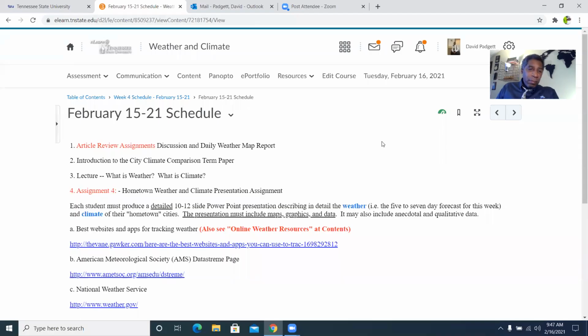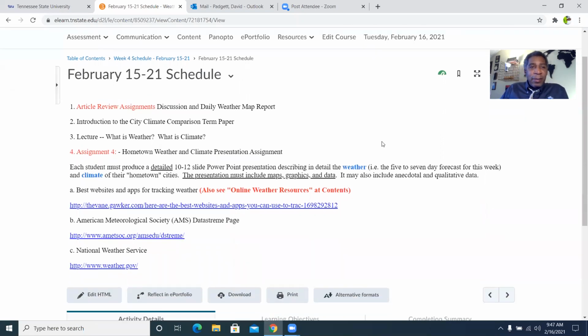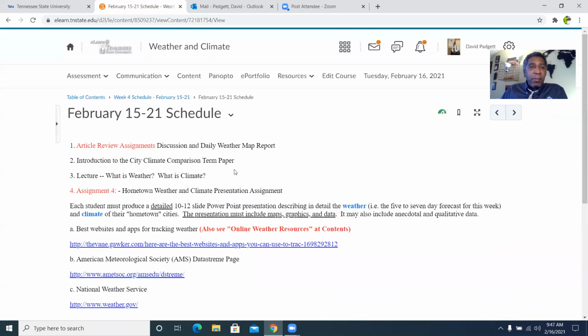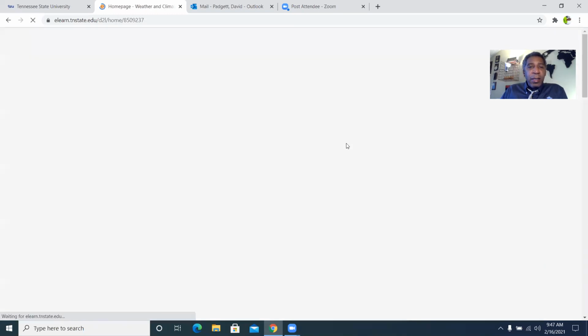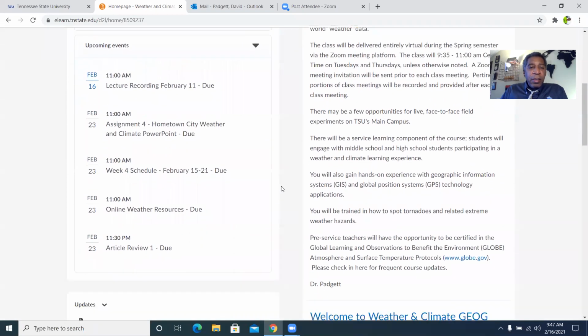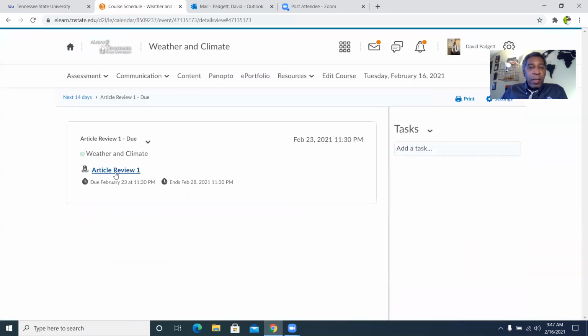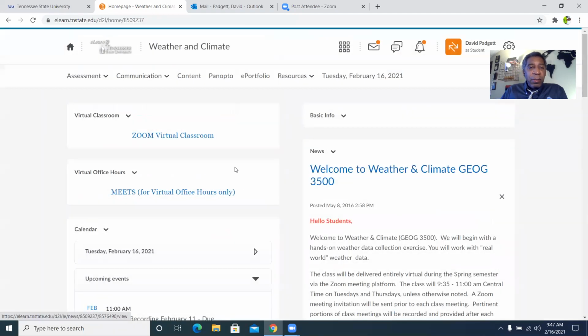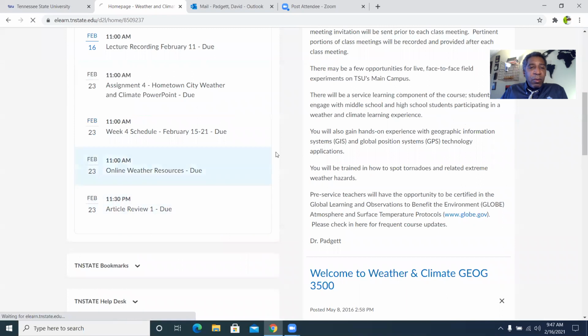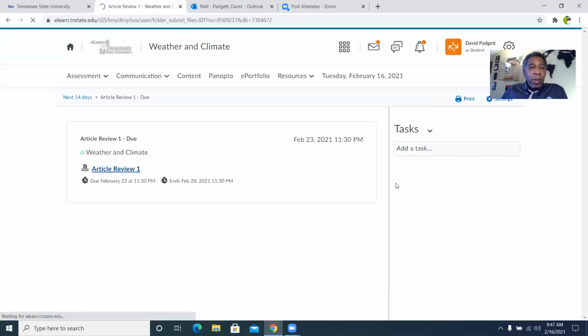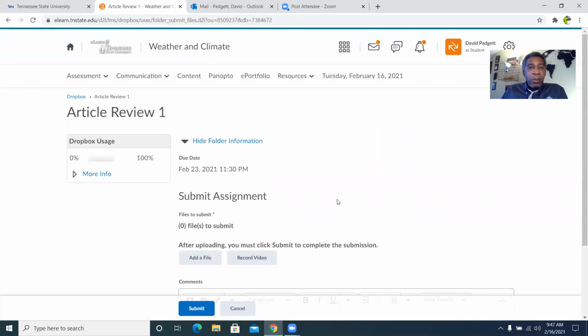Okay, so I just made a couple of highlights. I just wanted to highlight the article review assignments in red so that it would draw your attention. Notice that in the schedule, you have article review 1 due here, and there's the drop box. Let me go back to view as student here. Article review 1, drop box is here for you to submit.